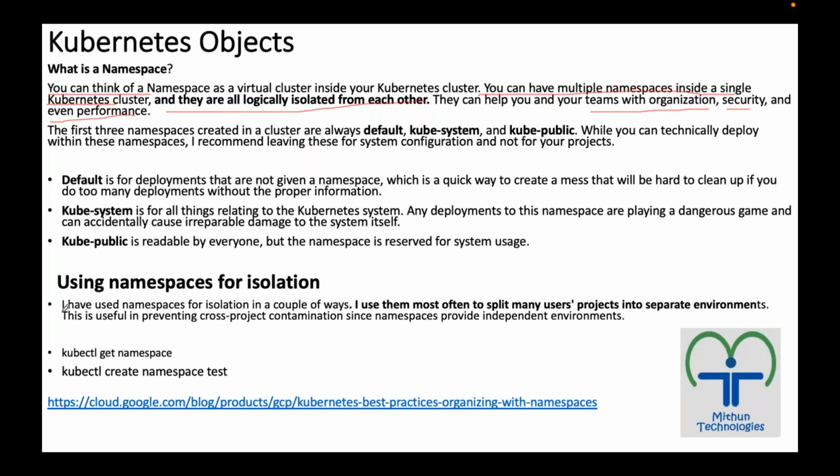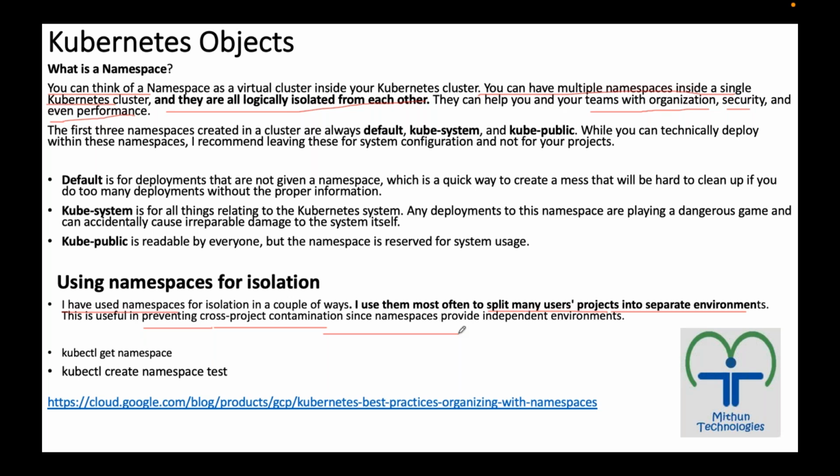So we use namespaces for isolation, to split many projects and teams into separate namespaces. This is useful for preventing cross-project contamination, which means the team A developer should not have access to team B resources, and team B should not have access to team A's Kubernetes resources. So we have this namespace concept.